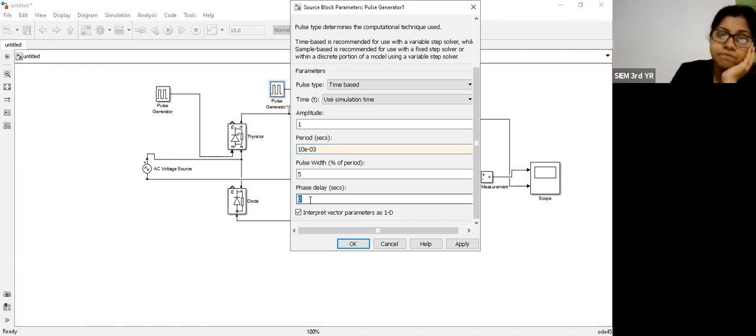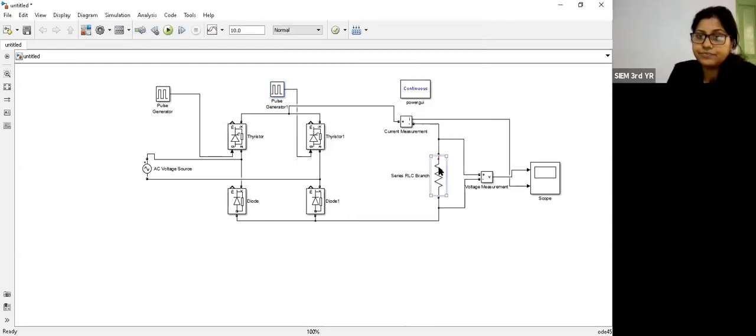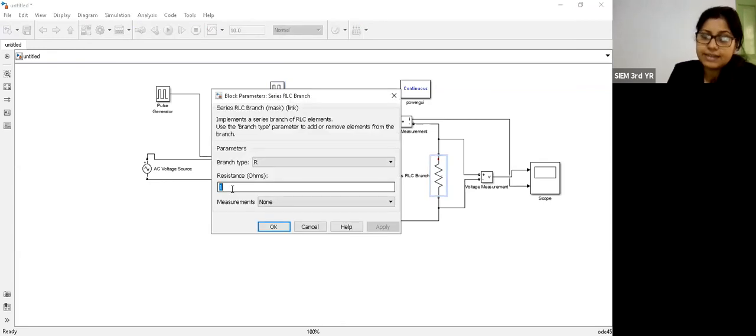So the phase delay for the second thyristor is 11.6 e to the power minus 3. And the resistance we are choosing is 10 ohm.